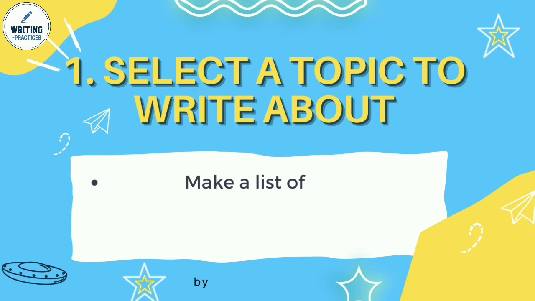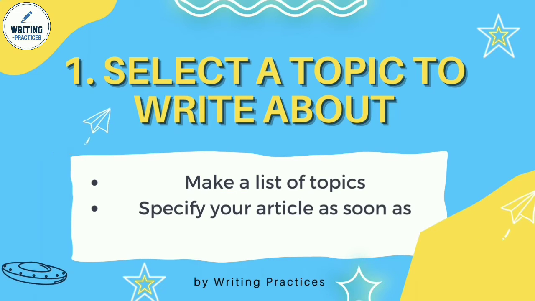So, how to write a great article? Here are the 3 main steps to follow. Step 1. Select a topic to write about. Make a list of topics that you want to write about before you start writing. This gives you the chance to find out what you're passionate about.